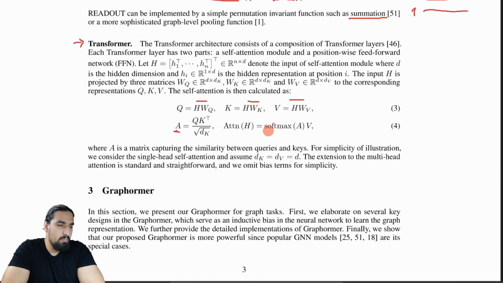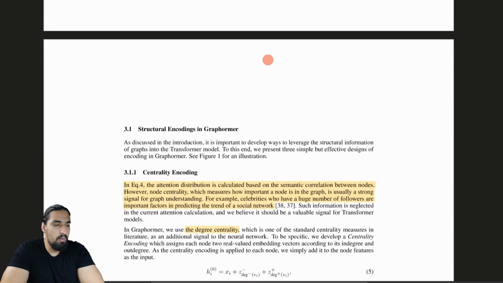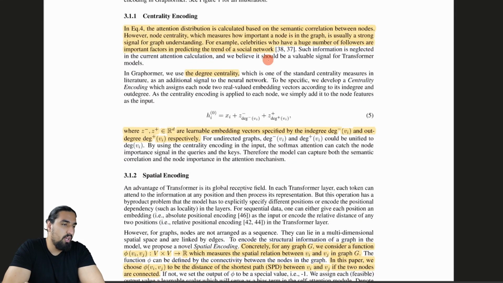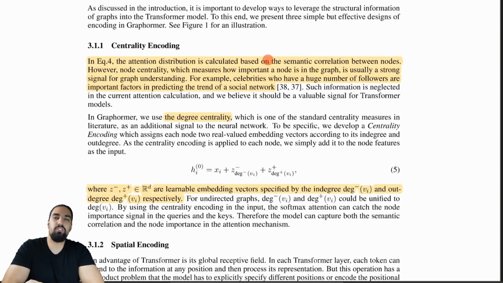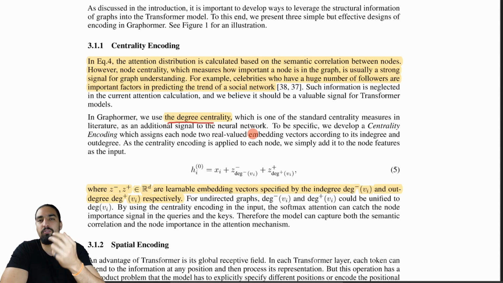And now let's start digging into the encodings. That's the meat of this paper. Okay, first up, let's see the centrality encoding. Node centrality is a really abstract concept. It can be many things, and they concretely use something called degree centrality. We'll see that in a moment. But the rough notion is that those centrality measures tell you how important a certain node or an edge is in that particular graph.